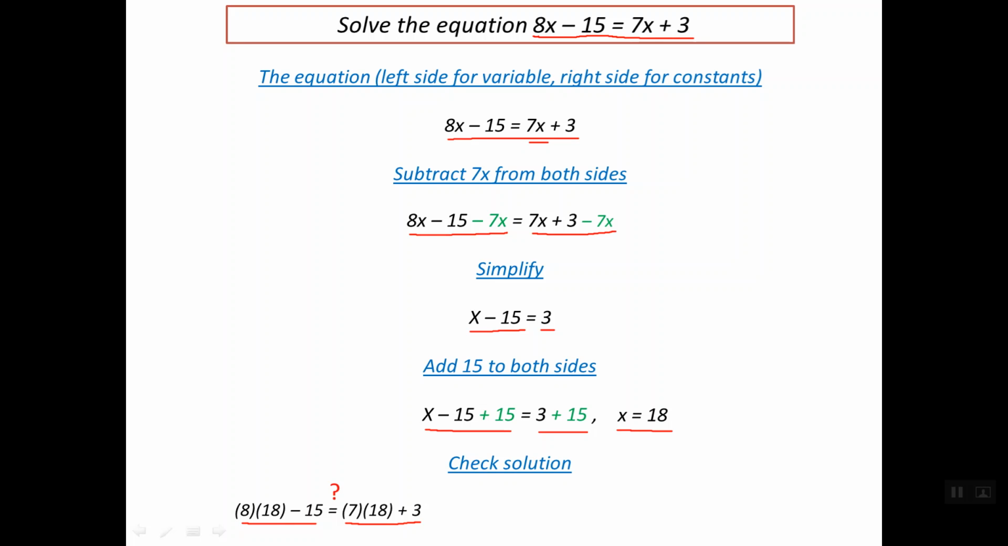We need to check for the equality of the two sides of this equation. Now we can simplify. For the left side, 8 times 18, we have 144 minus 15. And for the right side, we have 7 times 18, which is 126, plus 3. We can simplify both sides. So the left side gives us 129, and the right side gives us the same number, which is 129. So the solution, which is x equals 18, is correct.